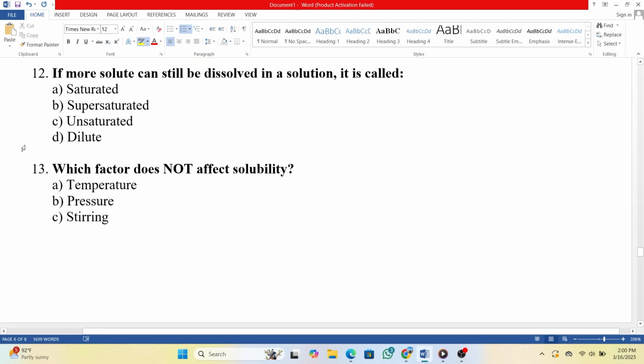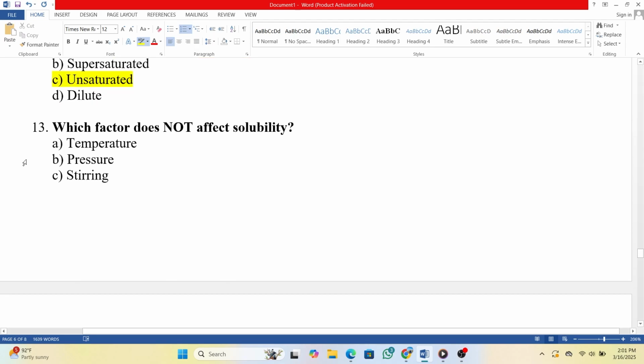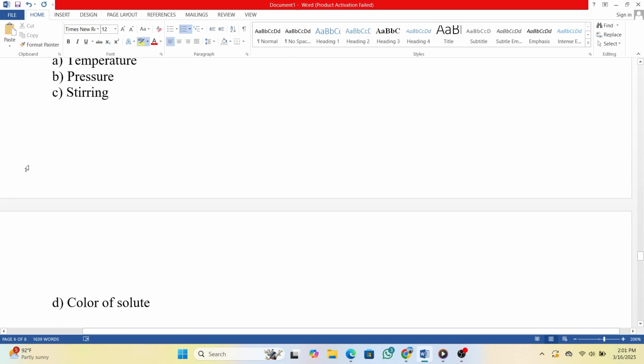If more solute can still be dissolved in a solution, it is called A. Saturated. B. Supersaturated. C. Unsaturated. D. Dilute. Answer, C. 13. Which factor does not affect solubility? A. Temperature. B. Pressure. C. Stirring. D. Color of solute.